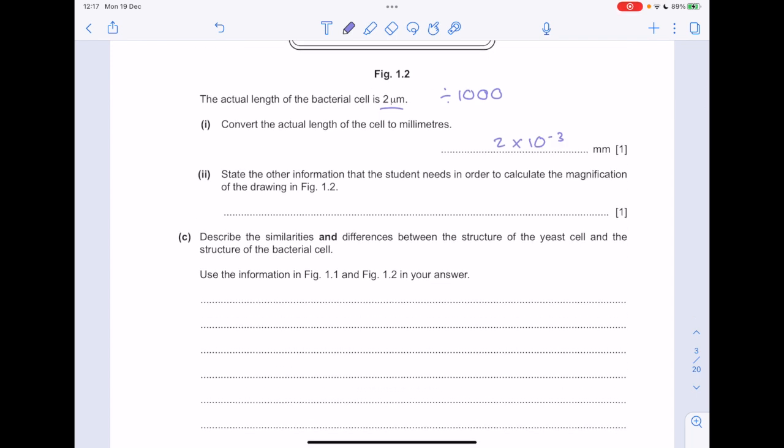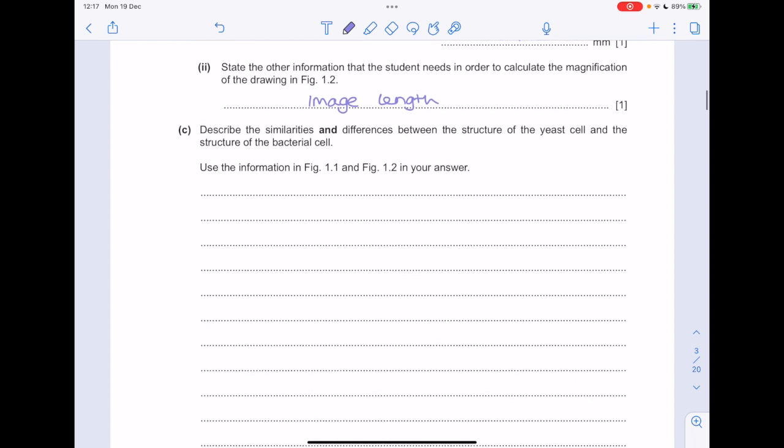State the other information that the student needs in order to calculate the magnification of the drawing. So remember, we use this formula triangle, IAM. So we also need the image length. Describe the similarities and differences between the structure of the yeast cell and the structure of a bacterial cell. So let's break up our answer.